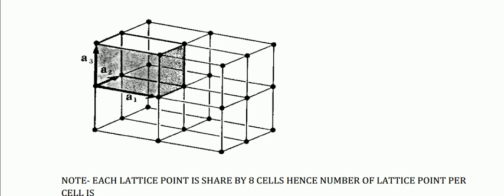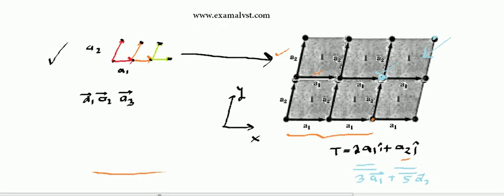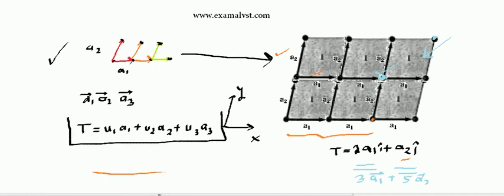So any translation T can be written as U1 A1 plus U2 A2 plus U3 A3, where U1, U2, and U3 are all integers. As you can see, I have written down the translational vector in 3D space. Agreed? So if you make a translation in a 3D crystal lattice by this translation vector T, then the structure of the lattice does not change. This is the meaning of translation.